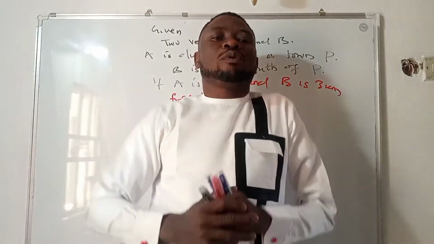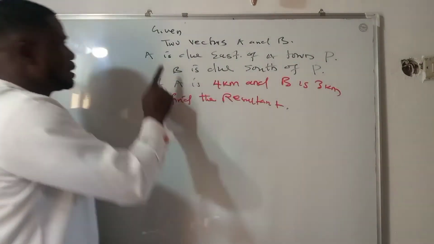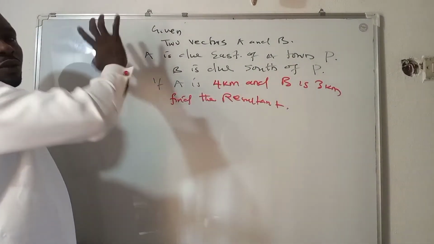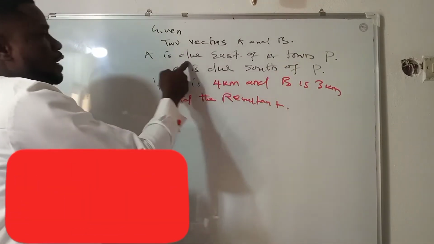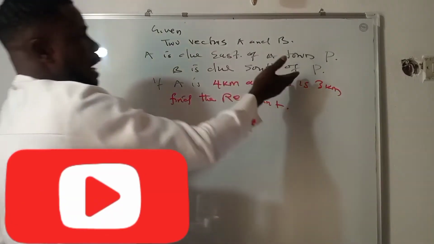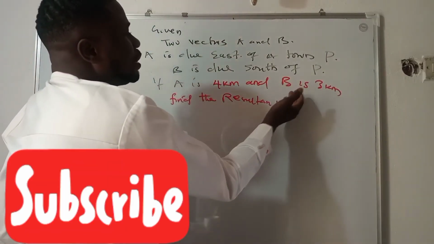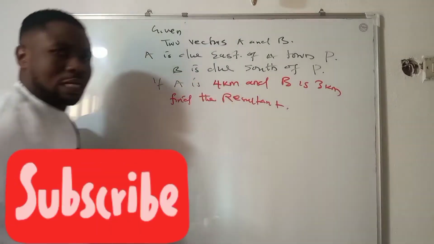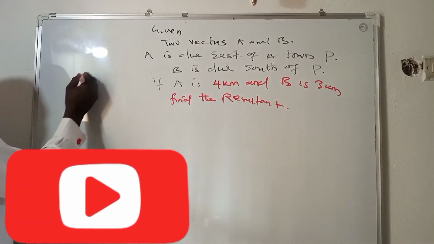Let's take an example for you to have an understanding of what perpendicular vectors are. We've been given this question: given two vectors A and B, A is due east of a town P, B is due south of P. If A is 4 kilometers and B is 3 kilometers, find the resultant.